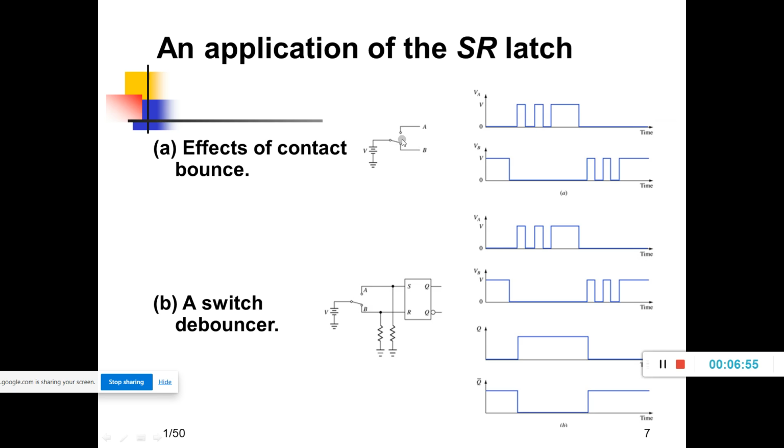Contact bounce occurs. Contact bounce means, because of the springiness nature of this center contact, it will go to A, again come back in between, again go to A and again come back in between. That is nothing but a contact bounce. Before the center contact reaches from lower position to upper position, it bounces, going from 0 to 1, 1 to 0, 0 to 1, 1 to 0 and again settling at the A terminal.